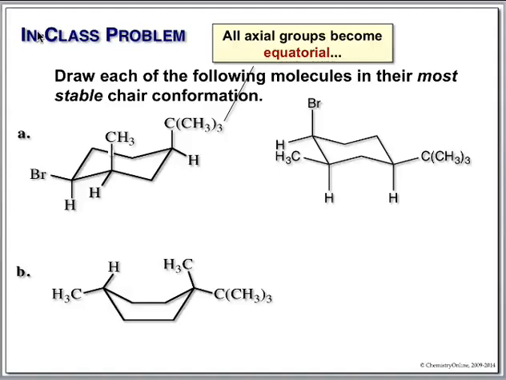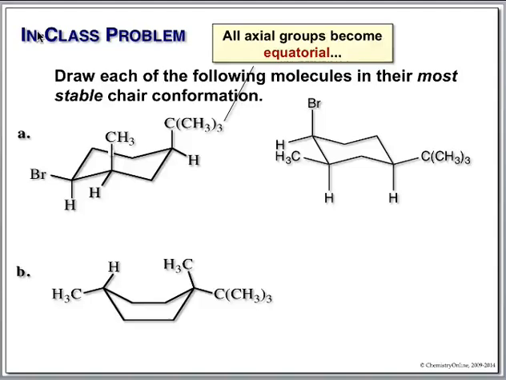In chapter 5, we'll see that that actually gives a different compound, but we're not in chapter 5 yet. Well, it's just an operational thing. Just redraw the thing and then swap places. Again, it does generate a different compound if you do it that way, as opposed to doing a real ring flip.